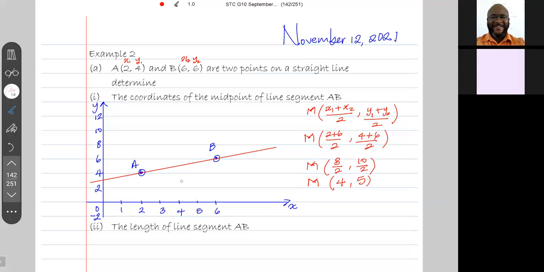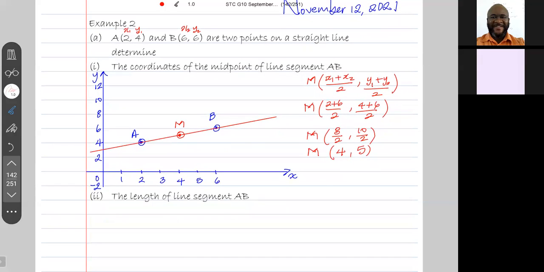So (4, 5) puts me about here. And just looking at it, it looks like the middle of the line. So this is M, the midpoint of the line. So both the diagram and calculation agree that the midpoint of the line is (4, 5). Next, we're asked to determine the length of the line. There's a formula for that.